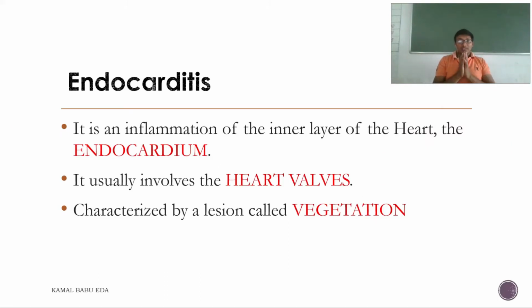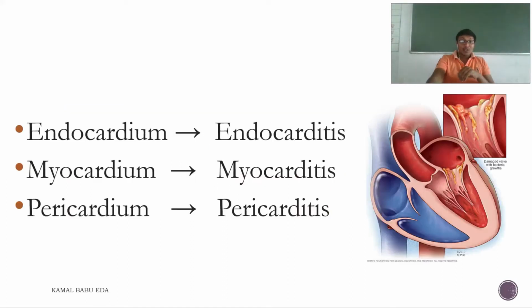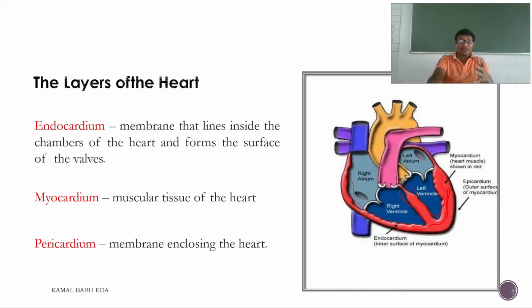We'll see what endocarditis is. The inflammation of the inner layer of the heart, the endocardium, is called endocarditis. It mainly involves the heart walls. What are the inner parts of the heart? If you see the diagram here, the inner parts are the papillae, the chordae tendineae, the valves and the right ventricular covering. All of these make up the endocardium.